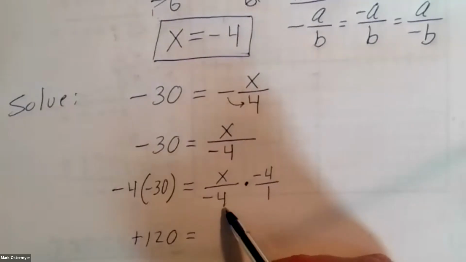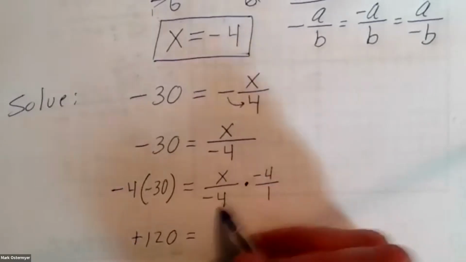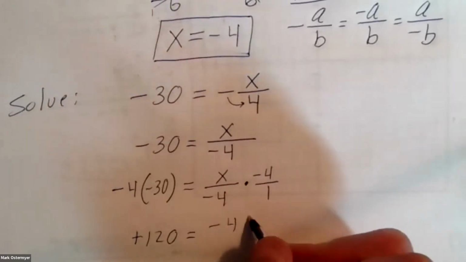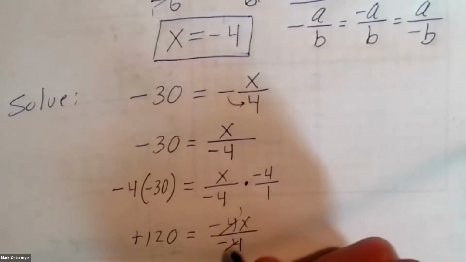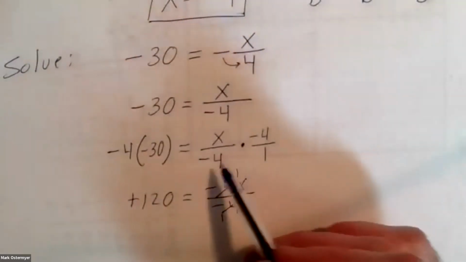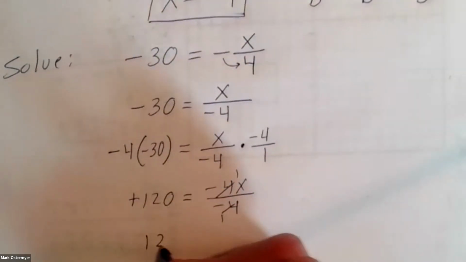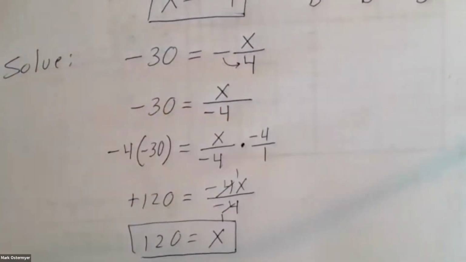And what happens to the negative 4s on the right side? Well, those cancel out. If you're cross canceling, they reduce out to 1s. But if you're not cross canceling, then multiply across, you'll have negative 4x divided by negative 4, and then the negative 4 is reduced to 1. Do you agree? So neither way, whether you cross cancel the negative 4s out or multiply across first then reduce, you're going to get x equals 120. Ladies and gentlemen, we're done. We have solved for x there. x is equal to positive 120.